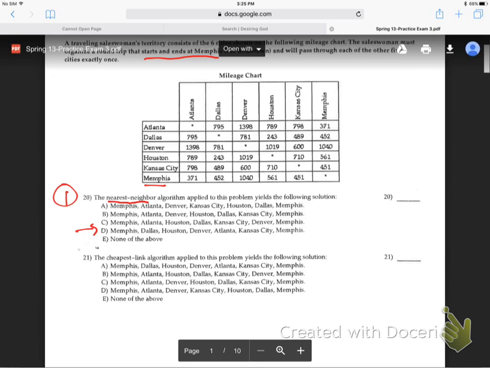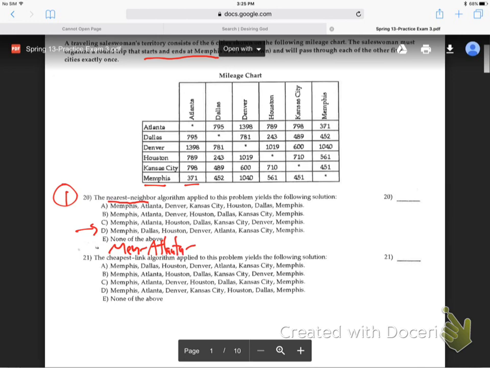So here we go. I'm going to start at Memphis. What's the nearest neighbor to Memphis? Lowest number is 371, which is, what is that? Atlanta. So it's going to go Memphis to Atlanta. Now I'm going to write it out first off. So Memphis to Atlanta.